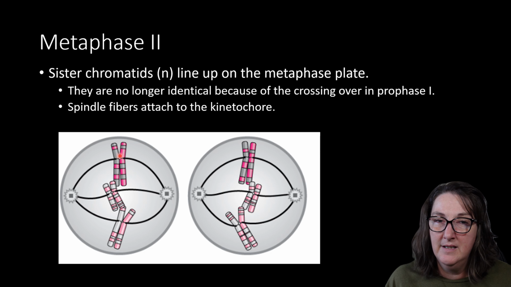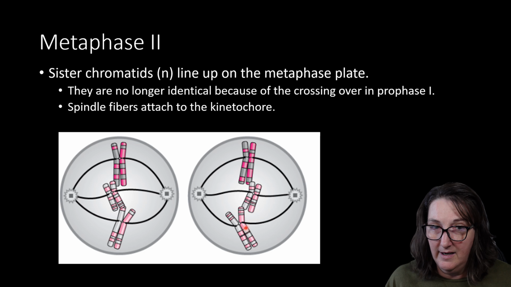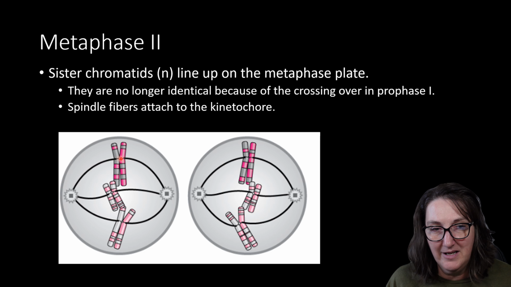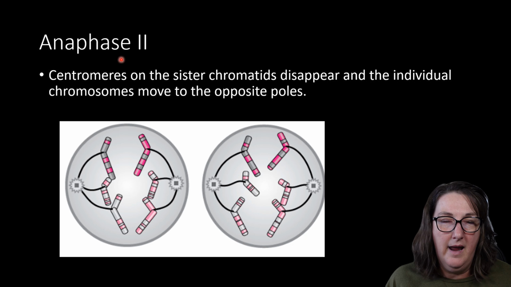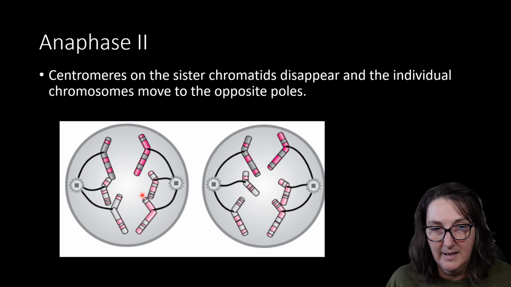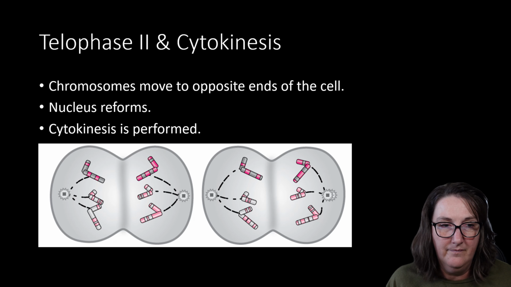So the sister chromatids are going to line up on this metaphase plate. They're no longer identical because of all the variation that happened in meiosis 1. The spindle fibers are going to come back, they're going to attach to these kinetochores, and they're getting ready to pull apart. Anaphase 2, they're going to disappear. The chromosomes are now going to pull to opposite ends of the cell in both of these cells.